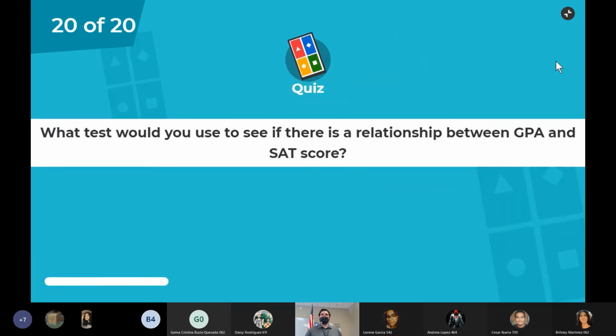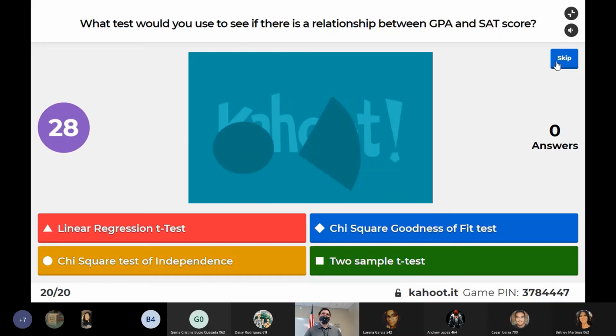Last question, what test would you use to see if there is a relationship between GPA and SAT score? This one you might have to guess on. We'll see.